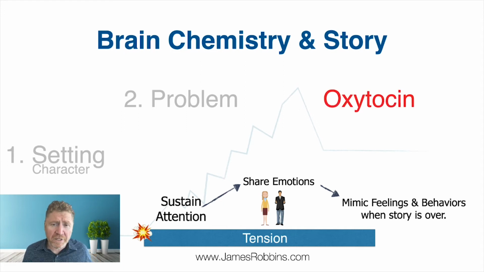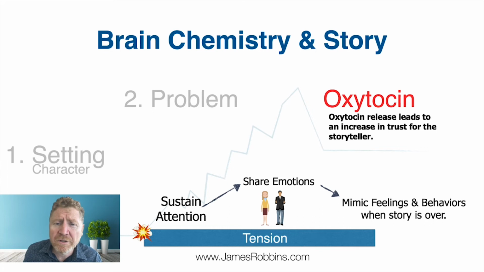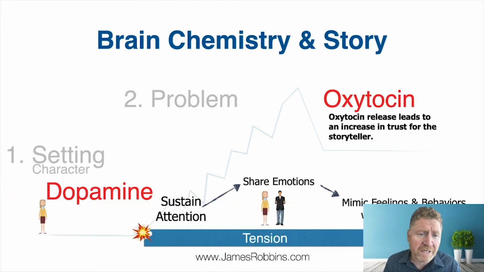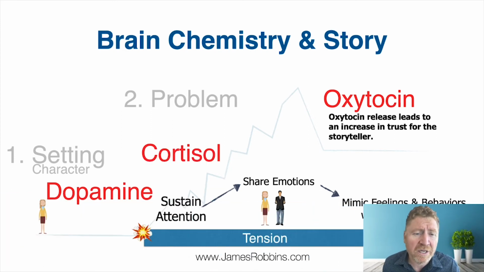And so here's the wild thing. Oxytocin is released and it leads to an increase in trust for the storyteller. That's what happens as we begin to share emotions with the main character in the story. Also, when we begin to tell a story, dopamine is what gets released, and then cortisol gets released when there is some kind of conflict, some kind of stress.